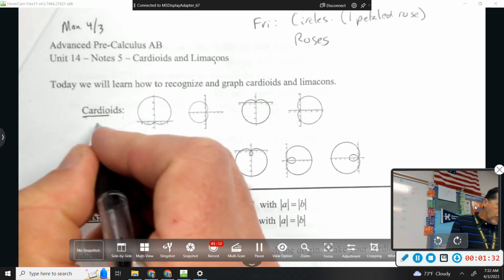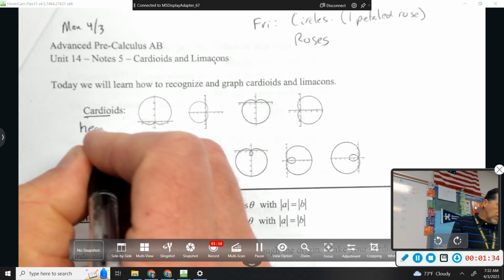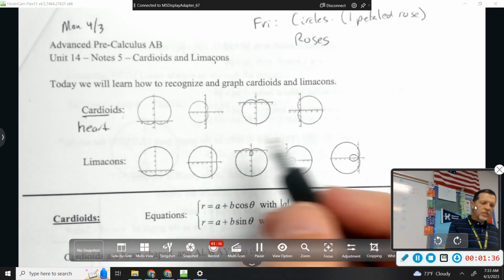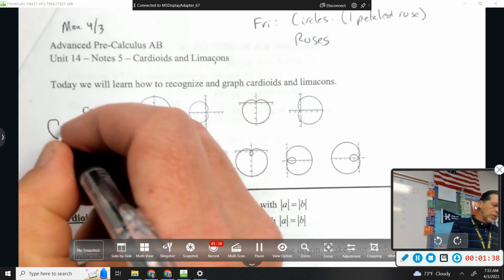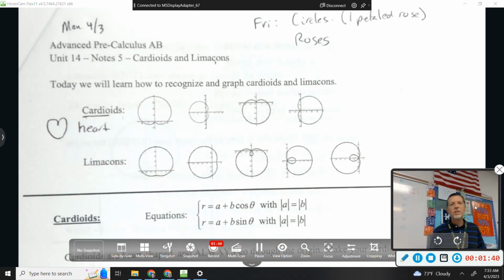Cardioids, we said this before, I think. Cardio meaning heart. If you strain your imagination a little bit, they sort of look like a heart. Kinda.